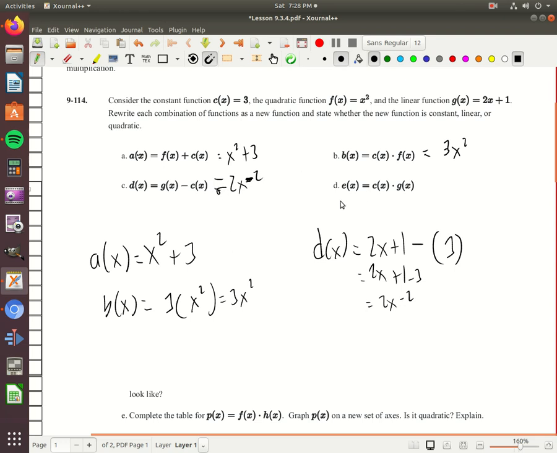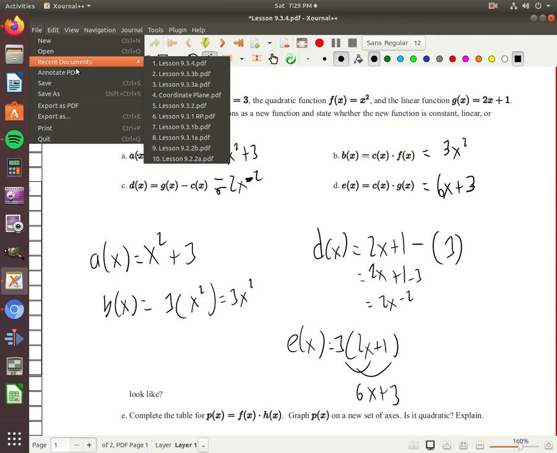All right, and then we'll go to e of x, and e of x is going to equal c of x, which is 3, times g of x, which is 2x plus 1. You'll notice I put it in parentheses so I know to distribute. So I get equals 6x plus 3. So we get these four different combinations of functions when we combine these functions.